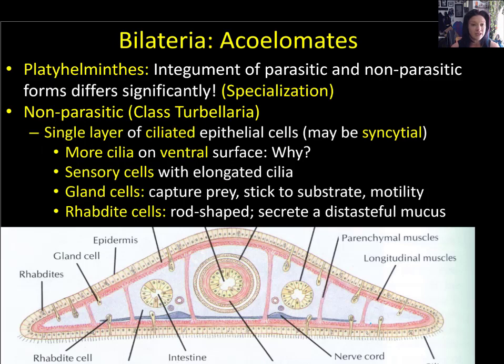Platyhelminthes will be our representative acoelomate group. We are going to focus here on the effects that a new environment had on the evolution of their integument. Early flatworms were among the first to become truly parasitic animals, where they moved inside the bodies of other organisms and leached nutrients and resources off of them. That created a whole new set of physical stressors that these animals had to adapt to.